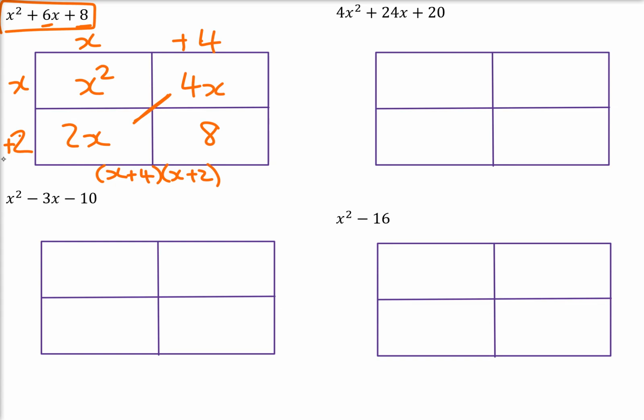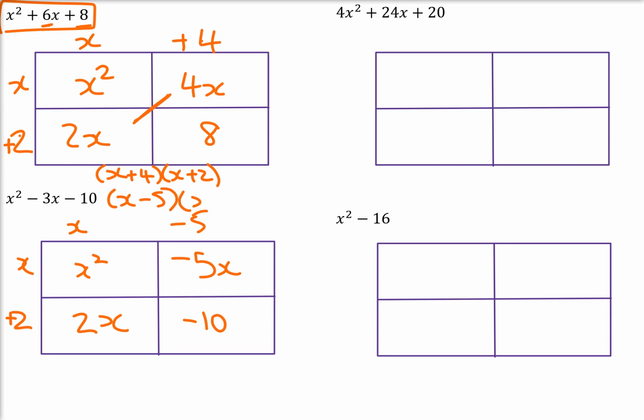Next one here, what are we looking at? Well, there's an x squared, there's negative 10. What are the two numbers that multiply to negative 10 that add to negative 3? Negative 5, yep, good. Okay, so it's x and x, that's minus 5, that's positive 2, so that's x minus 5 and x plus 2. Doesn't matter which order those brackets are in.